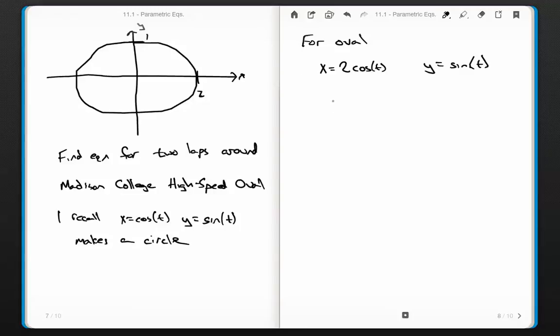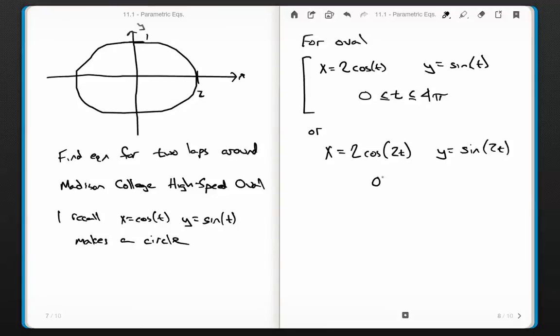But the problem is, how do I ensure there's just two laps? I'm going to say that t goes from 0, instead of going 2 pi, which would give me 1 lap, so I'll just go to 4 pi. Right, so that's one possibility. Or I could say x equals 2 cosine of 2t. Right, so I kind of double how fast this goes around. I shorten the period of my function. y equals just plain old sine of 2t.